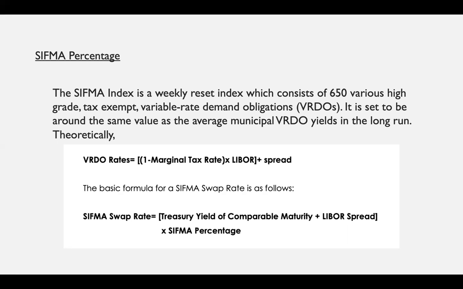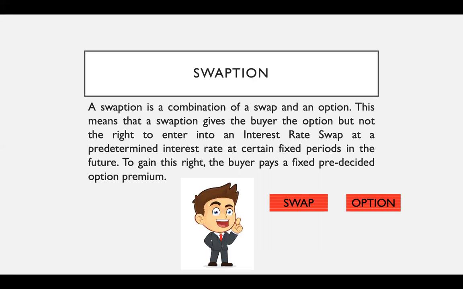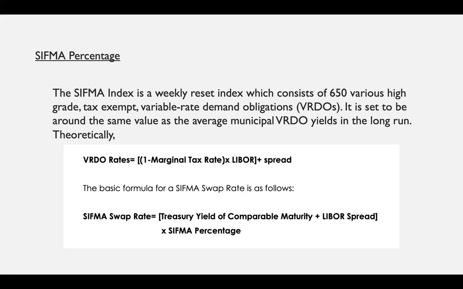VRDO rates can be calculated as (1 minus marginal tax rate) times (LIBOR plus spread). The basic formula for the sigma swap rate is as follows: sigma swap rate is equal to the treasury rate of comparable maturity plus LIBOR spread times sigma percentage.